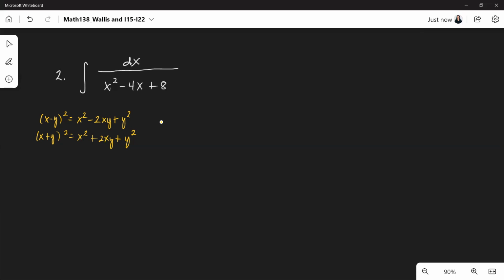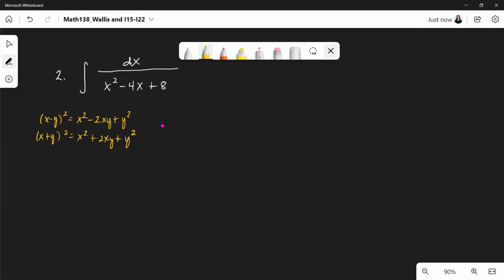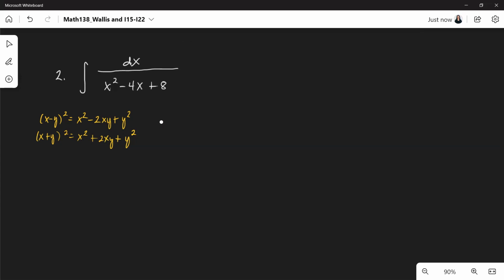To get the last term, the y squared here, we divide the middle term by 2x and then square the result. So 4x divided by 2x is equal to 2. If you square it, we need a 4. There's no problem because we have a plus 8.